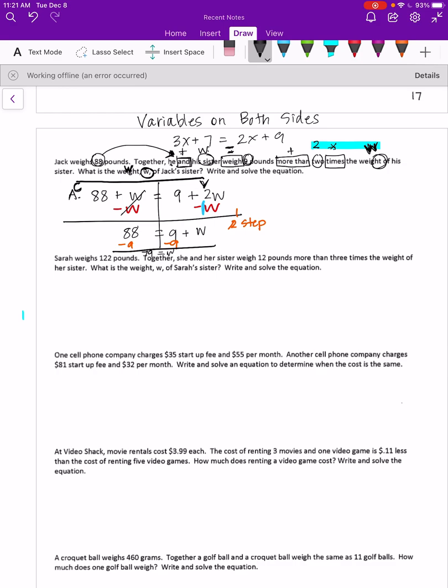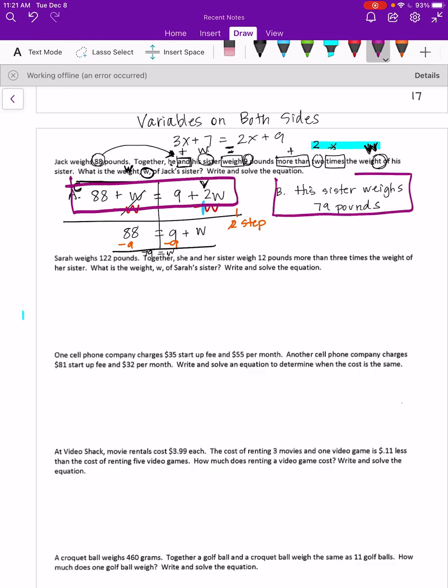Does it make sense that his sister might weigh 79 pounds and he weighs 88 pounds? Yeah, sounds reasonable. So B, his sister weighs 79 pounds. So again, two things that we're looking for. One, being able to write an equation, which is right here. And then two, being able to solve it.